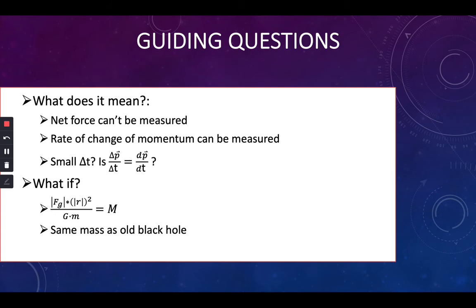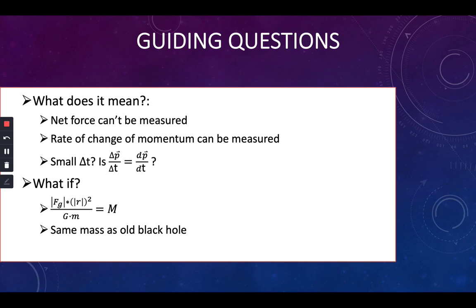To answer the "what does it mean" question, there's an obvious answer that the net force can be measured while the rate of change in momentum can't. However, another interesting thing is that in the beginning, when I derived the perpendicular and parallel components, I said that delta p over delta t is equal to dp/dt for small delta t. However, our delta t is a day. So the question is whether a day is a large delta t for a star orbiting a black hole or not. And there's no right answer to this, but it's definitely something to consider when looking at the accuracy of our answer.